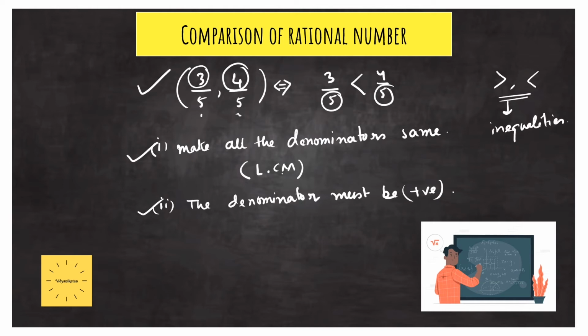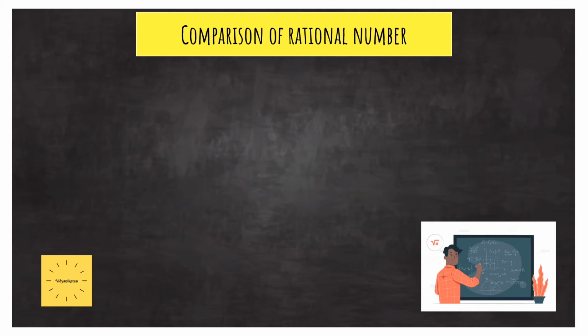In later classes you will also know not only this sign but also these signs, these are all in form of inequalities. So let that part be for later. So the first thing is you need to remember the denominator must be same for all the rational numbers, and the second part is the denominator must be positive. Now we will see some examples.